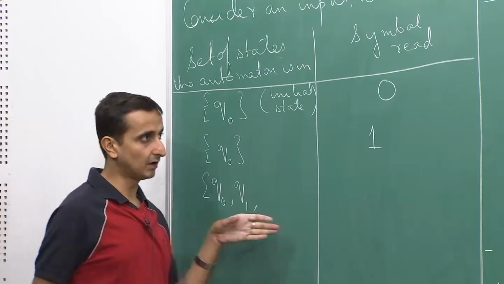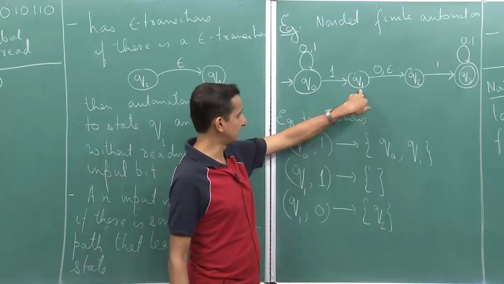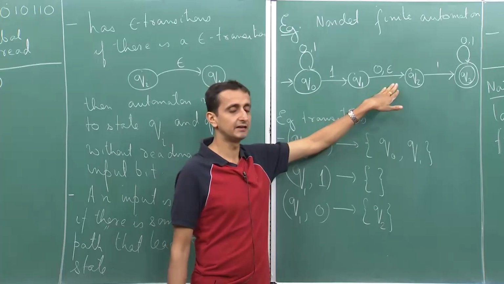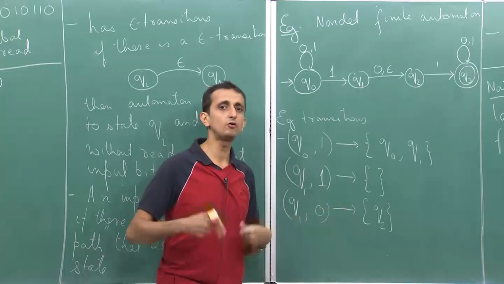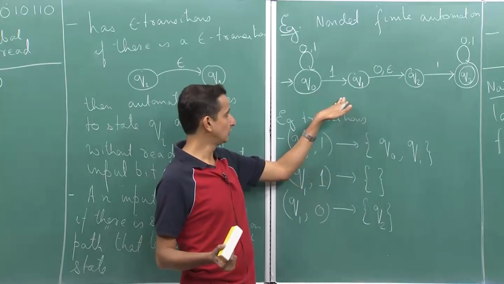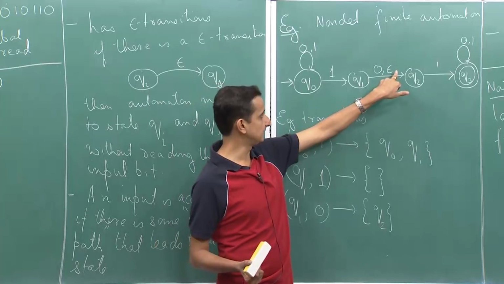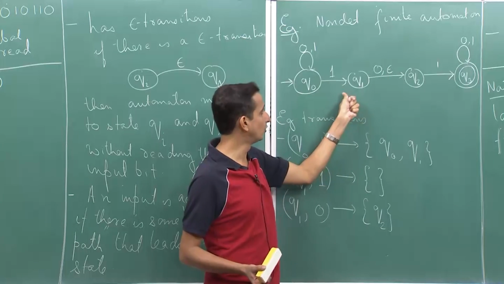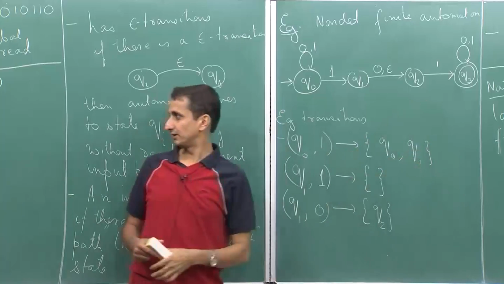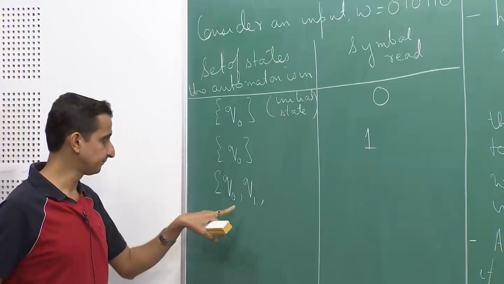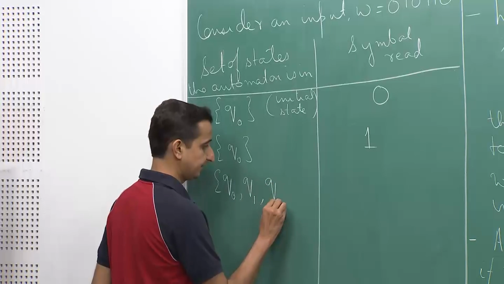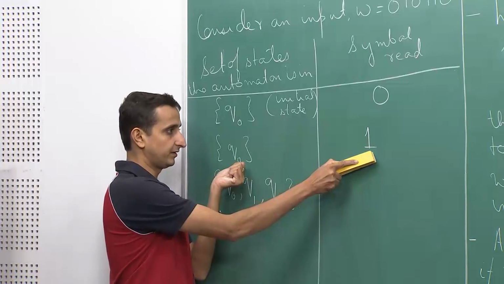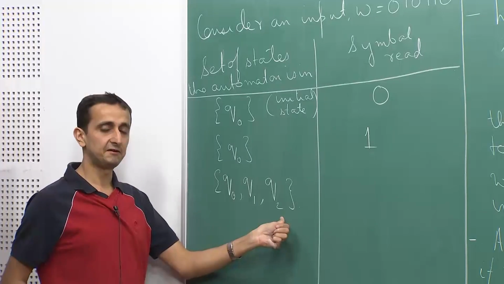We are still not done, because look at the state Q1. From the state Q1 there is an epsilon transition, and by the definition of epsilon transition, the automaton takes an epsilon transition without reading the next input bit. The definition is that if there is an epsilon transition, the automaton will go to Q1 as well as Q2. There is already Q1 present here, so we do not need to write it again. The automaton will go to the state Q2 as well. So, basically from Q0, on seeing the input bit 1, it goes to states Q0, Q1 and Q2.